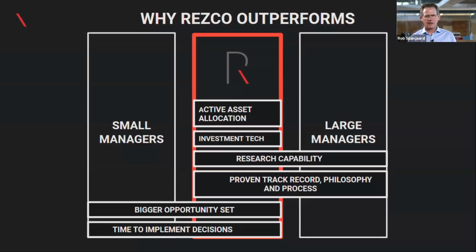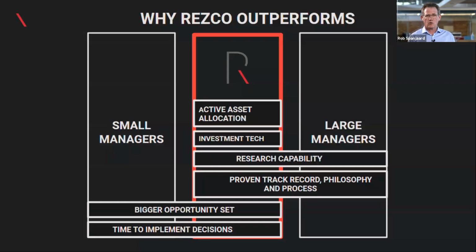But obviously we need to have a clear focus where we really add value to our clients. And this slide encapsulates why do we outperform? Why do we think we outperform? And it's quite interesting in the context of the asset manager layout. So you've got that block on the left, small managers. You've got the very large managers on the side, and then you've got people like Rezco in the middle, but with some differences. The smaller managers and the mid-sized managers have got a bigger opportunity set. You've got more shares you can invest in and time to implement your decisions. You can get in and out quickly. If something goes wrong with a company, like say Sasol, you can get out. You don't just have to stay in it.